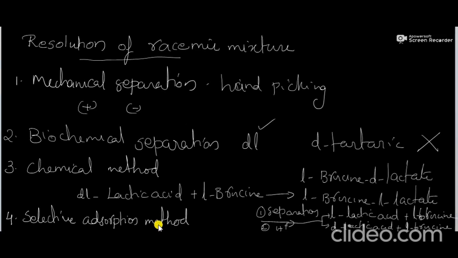For example, racemic camphor can be resolved into its enantiomers using D-lactose as the adsorbent. Here, the selective adsorption of one enantiomer takes place by the adsorbent. That is the selective adsorption method.